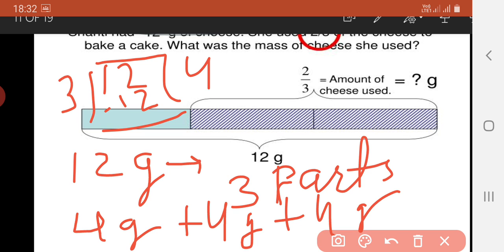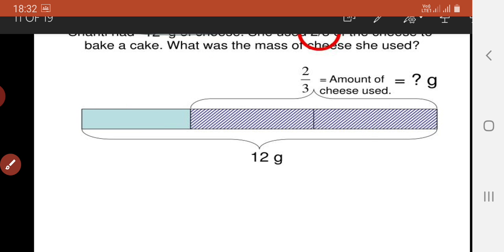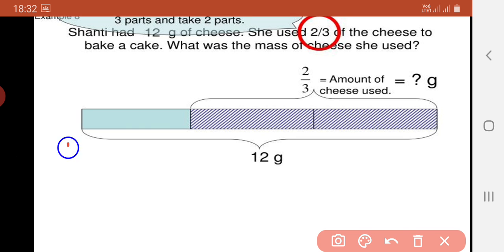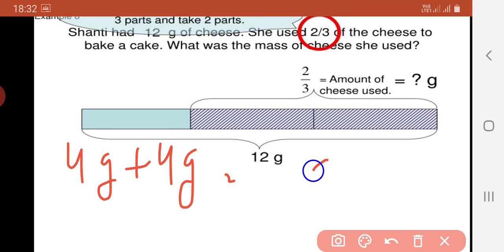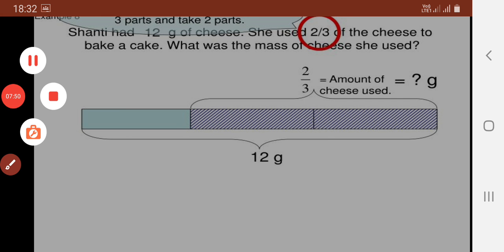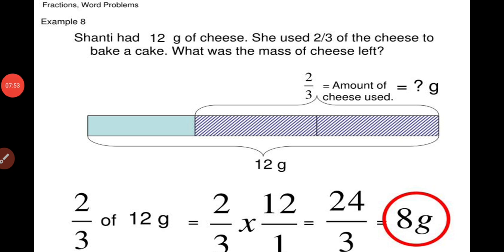Our question is, we have 2/3, it means 2 parts out of 3. So 4 gram plus 4 gram is equal to 8 gram cheese. So the weight of the cheese used for making the cake is 8 gram.